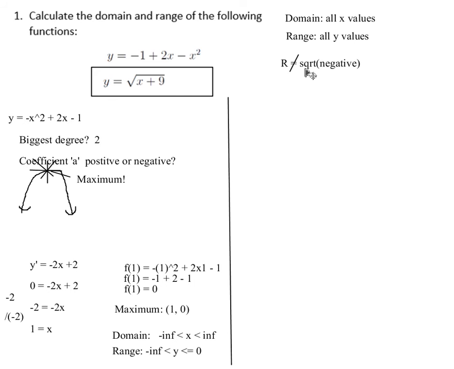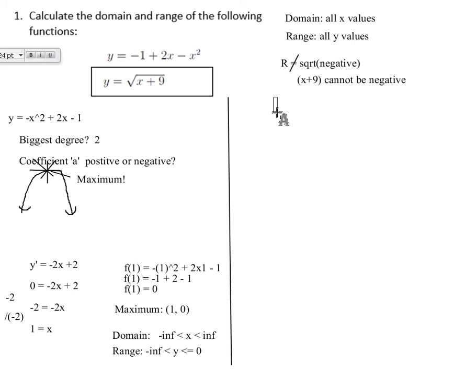So what we're saying here is that, therefore, x plus 9 cannot be negative. Okay, so x plus 9 can't be negative. You get that? Cool, cool, cool.